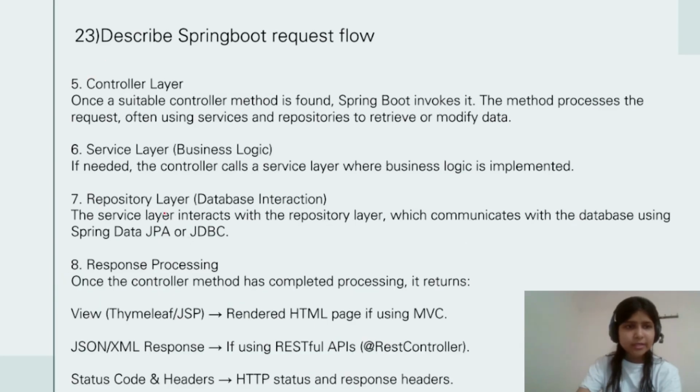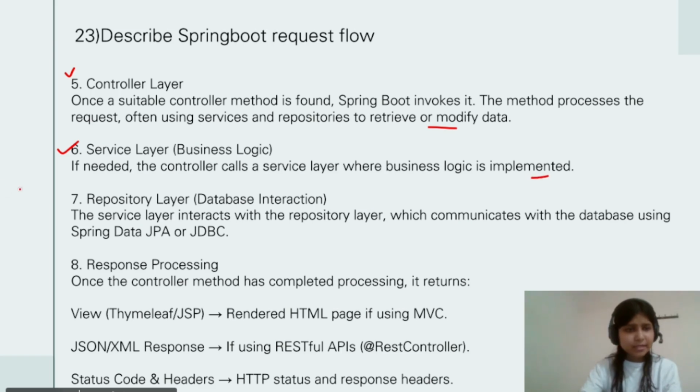Next we have the controller layer. Once a suitable controller method is found, Spring Boot invokes it, and the method processes the request, often using services or repositories to retrieve or modify the data. It can be a GetMapping, a PostMapping, or a PatchMapping; depending on that, the operation will be done. Then we have the service layer. In the service layer, we do all the business logic, or calculation operations. If needed, the controller calls a service layer where business logic is implemented.